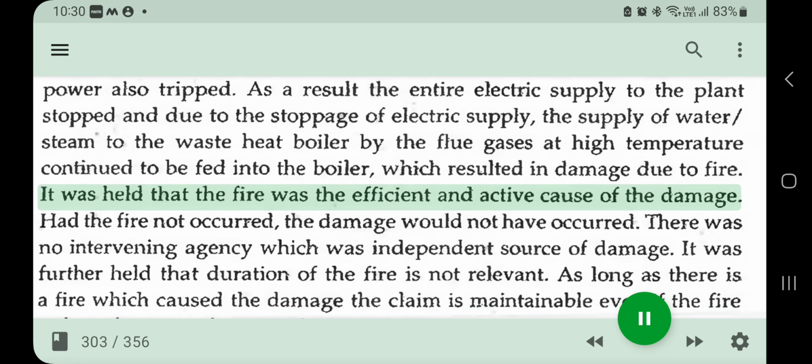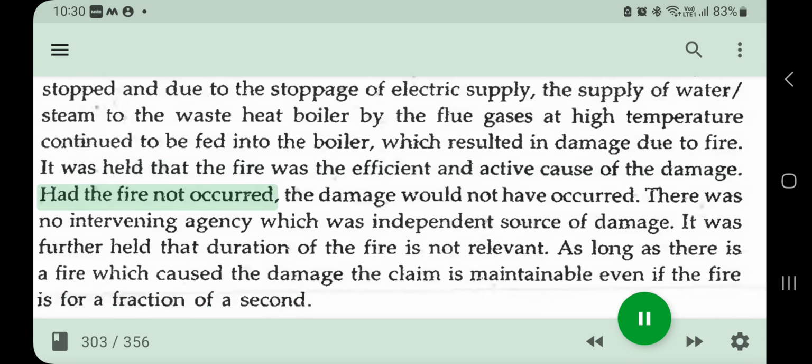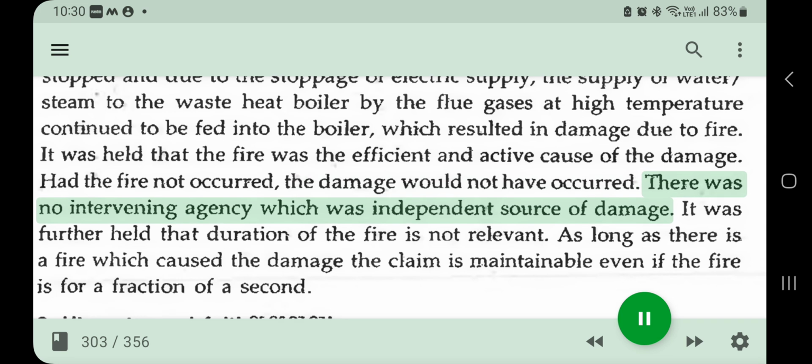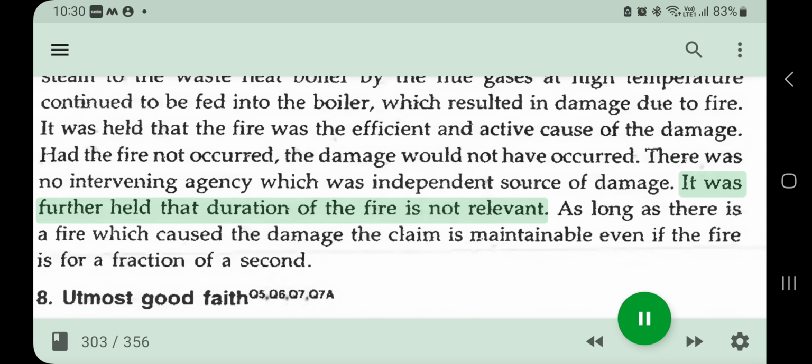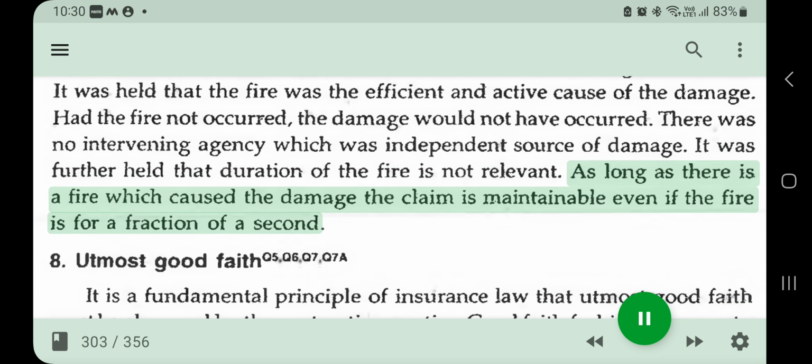It was held that the fire was the efficient and active cause of the damage. Had the fire not occurred, the damage would not have occurred. There was no intervening agency which was an independent source of damage. It was further held that the duration of the fire is not relevant. As long as there is a fire which caused the damage, the claim is maintainable even if the fire is for a fraction of a second.